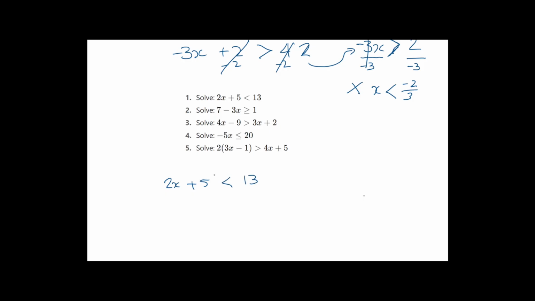Okay, we just treat it like an equal sign until we need to divide or multiply by a negative number across. Let's take 5 away. Take 5 away. So 2x must still be less than 7? 5. Yes, 5.